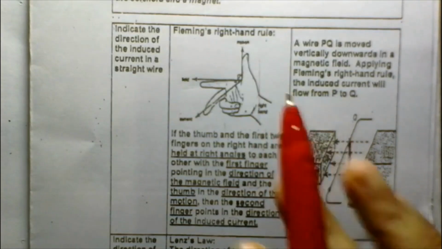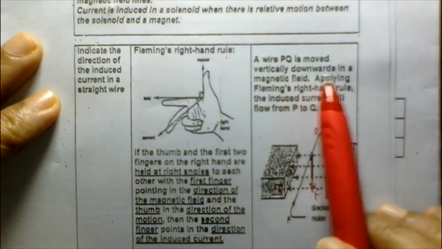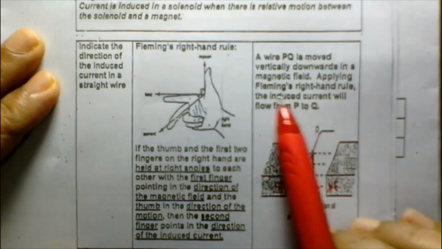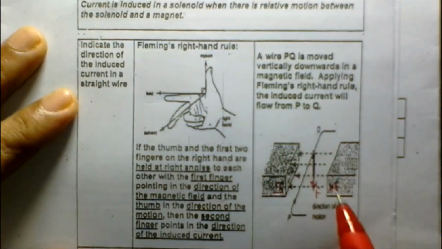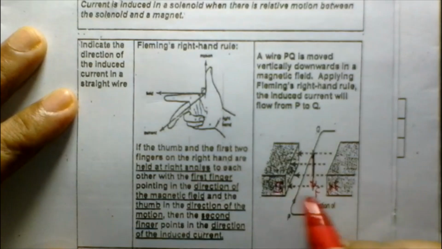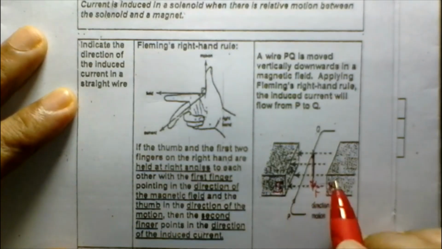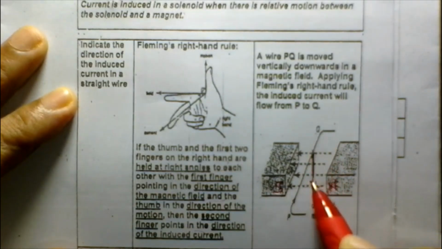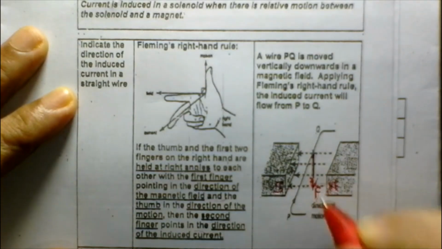Look at the example here. A wire PQ is moved vertically downwards in the magnetic field. Applying Fleming's right hand rule, the induced current will flow from P to Q. Okay, so this is north, this is south. So the direction of the magnetic field is towards south, meaning left. Move downward, so you mark the direction of motion or force F downward.